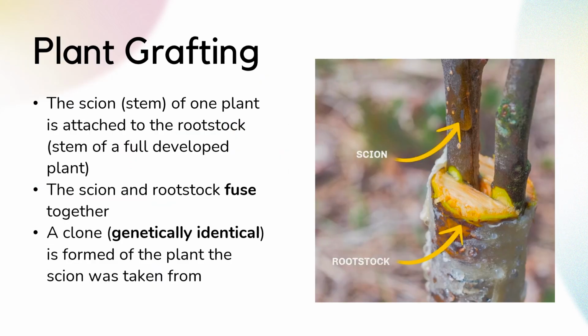Lastly, for plant cloning reproductive technologies, we're looking at plant grafting. And so this is when we take the stem, which we call the scion, of one plant, and we attach it to the rootstock, so the stem of a fully developed plant. So a scion from one plant put into the rootstock of another. This scion and rootstock will fuse together and we create a clone. So this part over here is a clone of the plant it was taken from. So the scion is genetically identical to its parent plant.